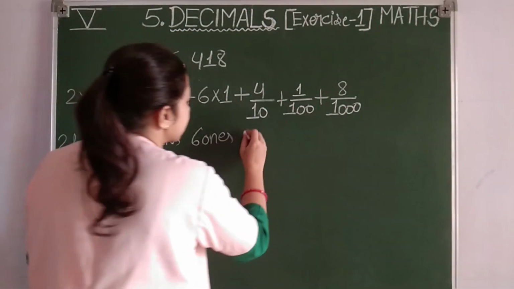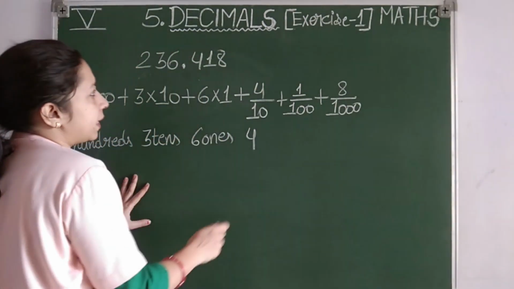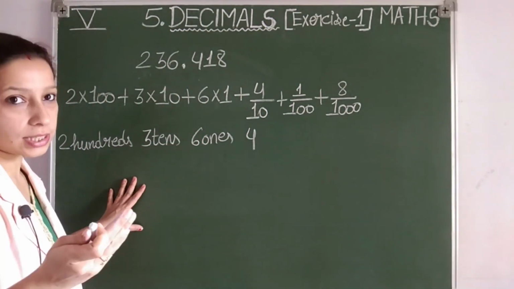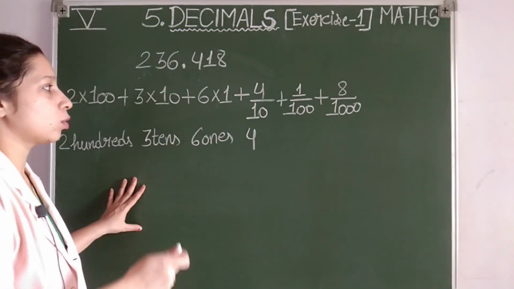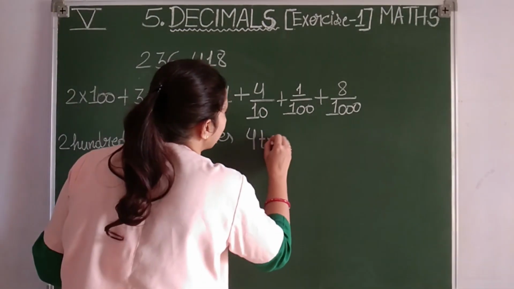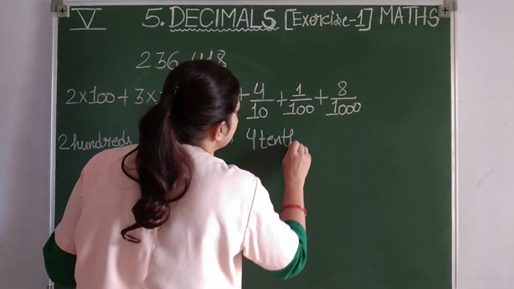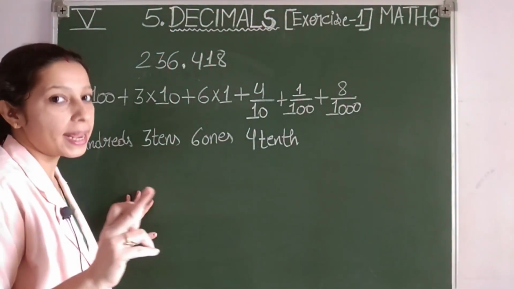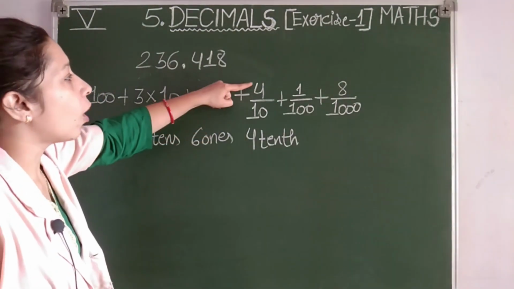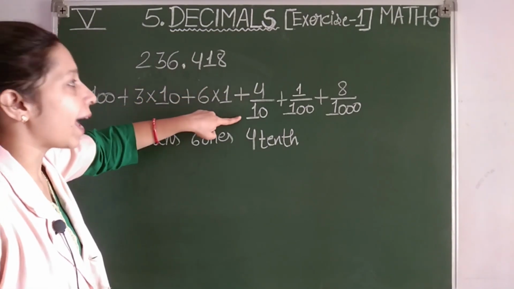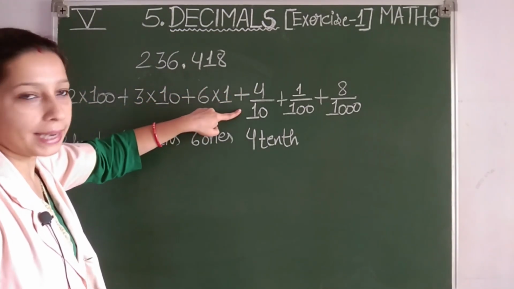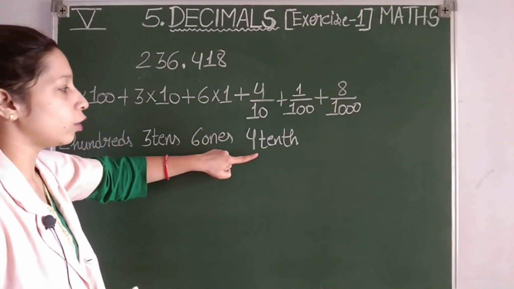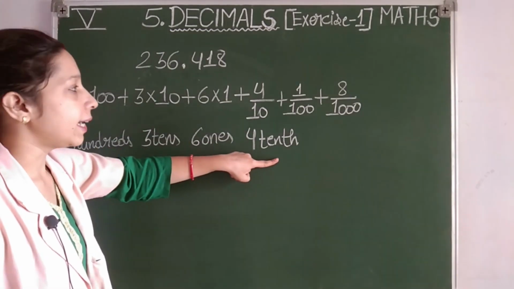Now how to write this? 4 upon 10. Here the digit which is written just after the point, just next to the point, has the place value tenth, written as 10th. 4 tenths, not 10 but tenth. Why? Because after the point there is a decimal fraction, 4 by 10. And if you want to write it according to the place value, then you are going to write it as 4 tenths.